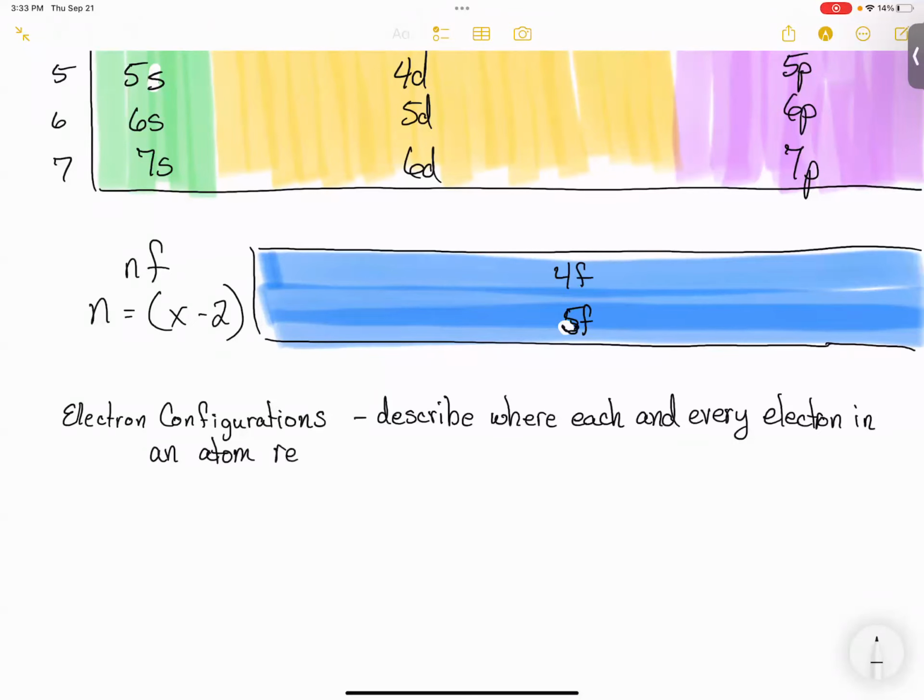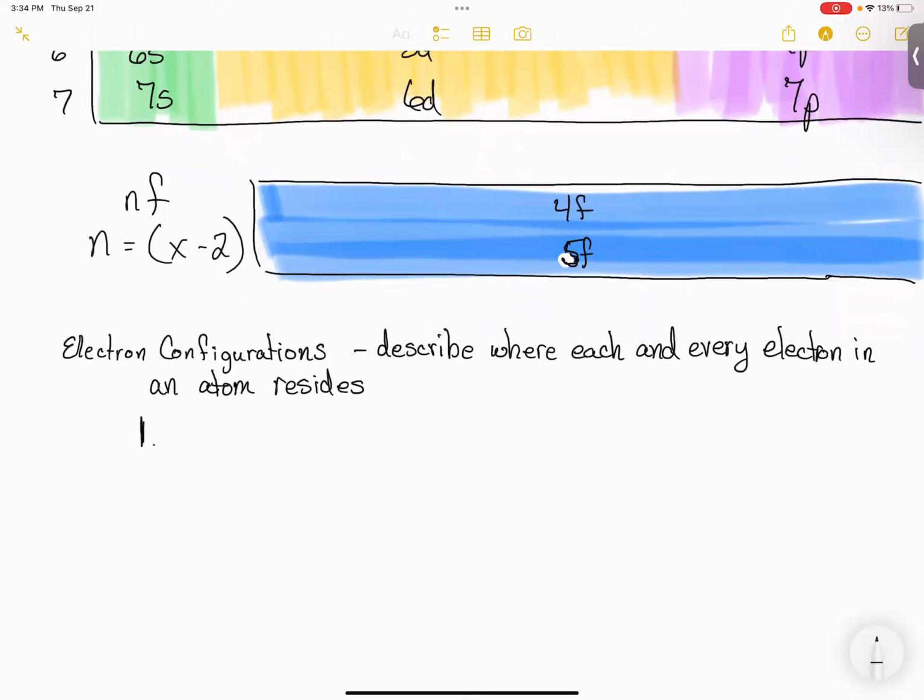Electron configurations are extremely useful. They give us a lot of information. For one thing, they can tell us whether we're in a neutral state or in an excited state. How do we know if we're in a neutral or an excited state?